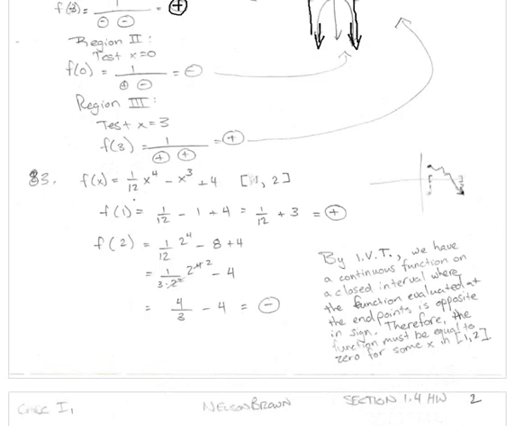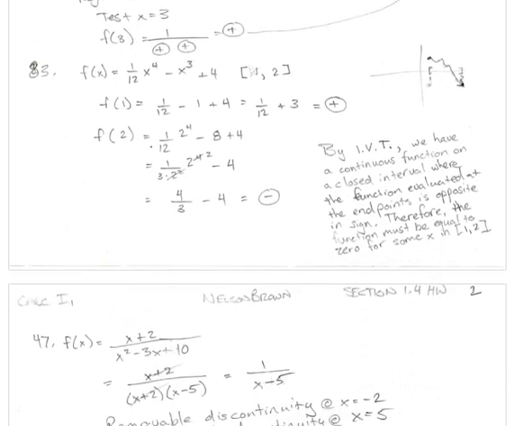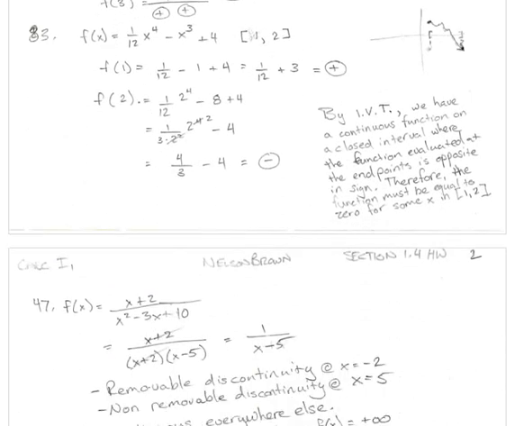Next on the list, not in order, is number 83. And in number 83 it says, in exercises 83 to 86, explain why the function has a 0 in the given interval. Well, they give us a closed interval of 1 to 2 and a function 1 over 12 x to the fourth minus x cubed plus 4. This is a continuous function because it's a polynomial, and all polynomials are continuous.